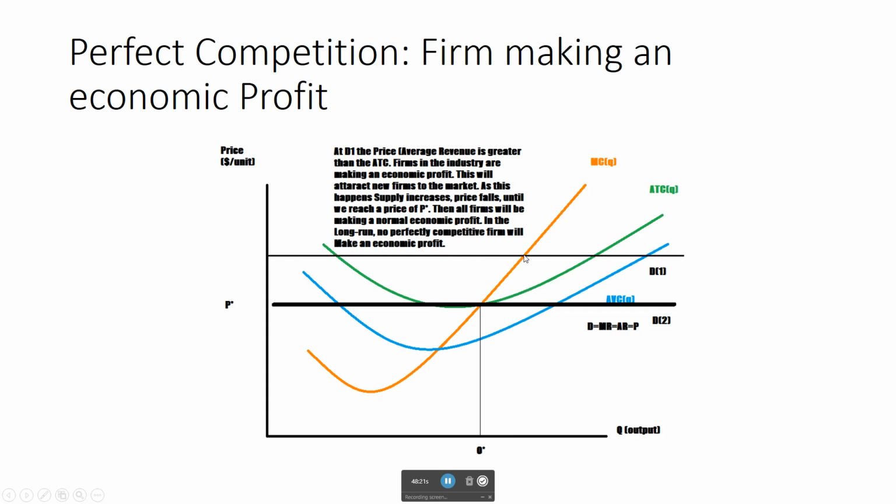If we take that same amount of output, trace it down to the average total cost curve, this might be $15. Trace that down here, that might be 11. So every pizza I make, I sell at $15. On average, I'm spending $11 a pizza to make them. I'd be making a profit of 15 minus 11, or $4 per pizza. Now that's an economic profit.